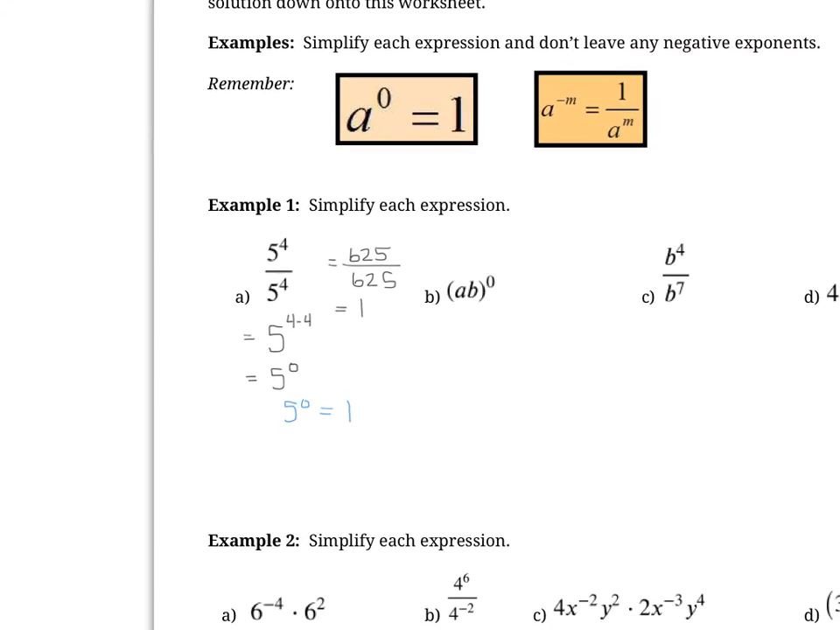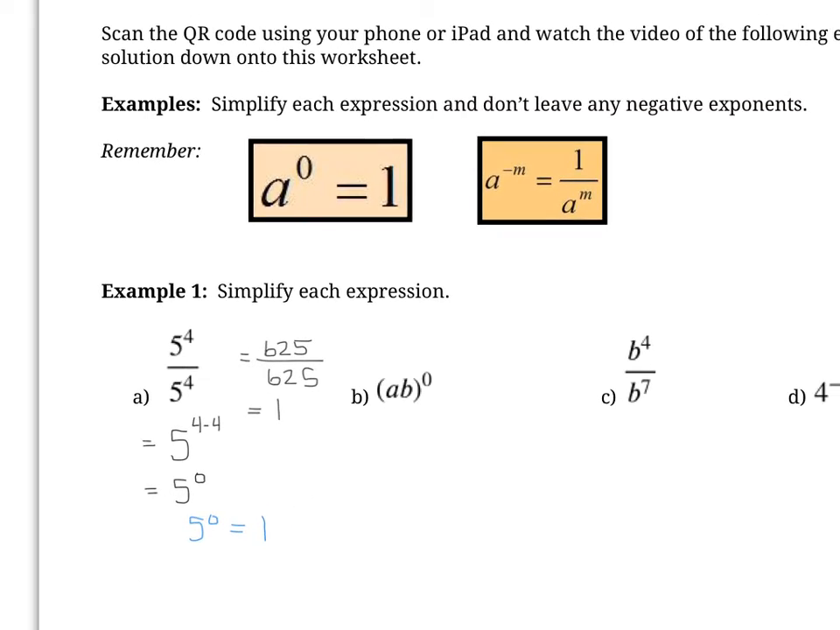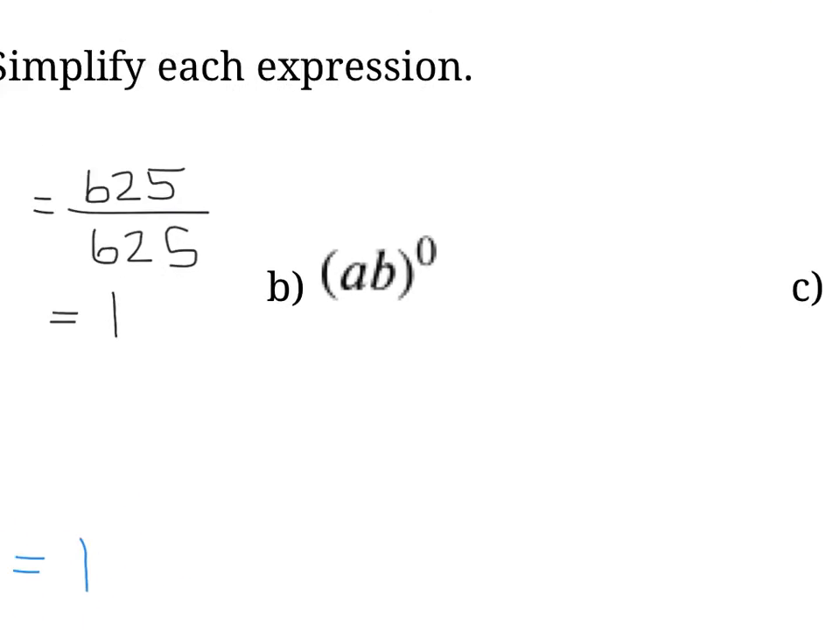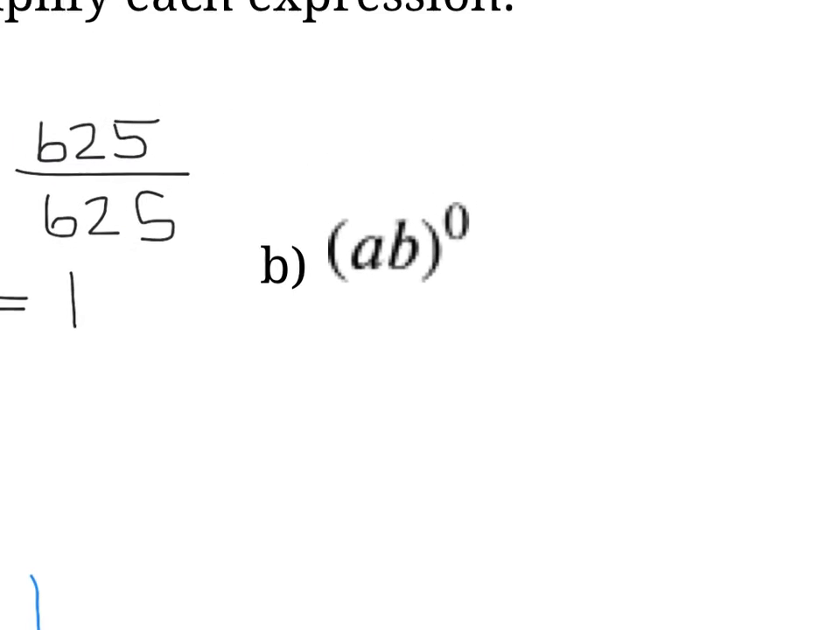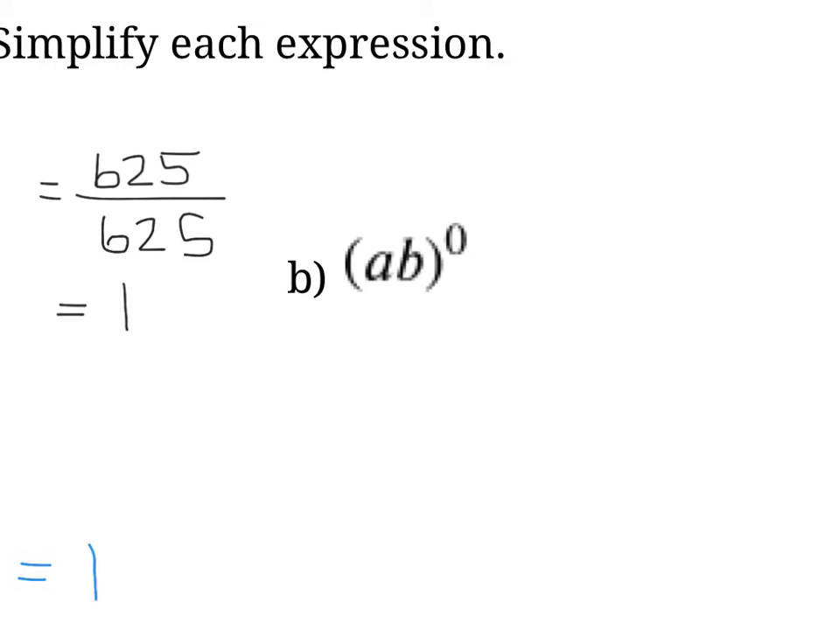So if we take a look at our exponent laws here, here is our new exponent law. Anything to the power of 0 is always equal to 1. So let's take a look at B. If anything to the power of 0 is equal to 1, what would this be? So anything to the power of 0 is equal to 1.